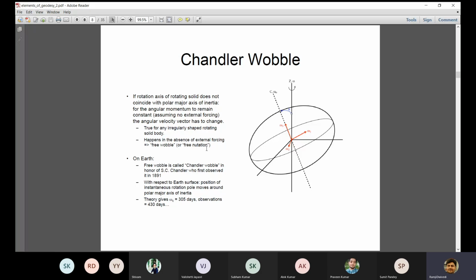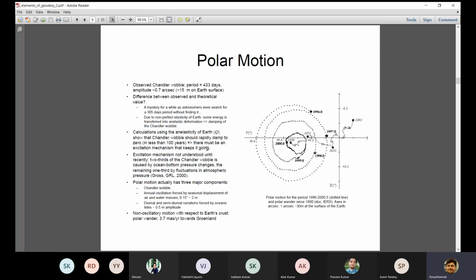That is the free wobble. This is the polar motion. But when you know that it is a free wobble, your Earth is not a body where everything is constant. Every time the Sun's gravitational attraction, the Moon's gravitational attraction is there, because of the tides you are having.